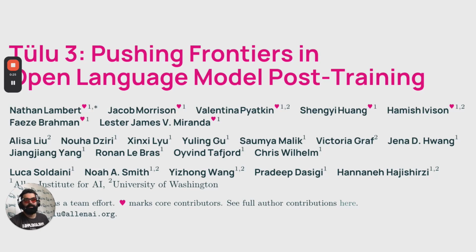I'm passionate about tiny models, resource-constrained research, and understanding deeply how things work. And today I'm going to give my summary for the Tulu 3 research paper, Pushing Frontiers in Open Language Model Post-Training from Allen AI and University of Washington.